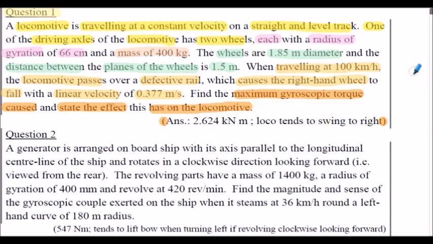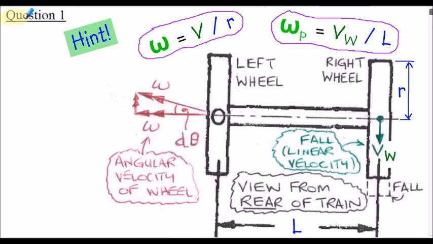Just going to provide you with a hint for question 1. Here's a hint to calculate the angular velocity omega. That will be the linear velocity of the train divided by the radius of the wheel, shown here. And to calculate the precessional velocity in this case, that will be the velocity of the vertical fall of the wheel, shown here as V suffix W, divided by the distance between the wheels, labelled as L here. Once omega and omega p are determined, the rest of the solution is very similar to that of the previous questions.